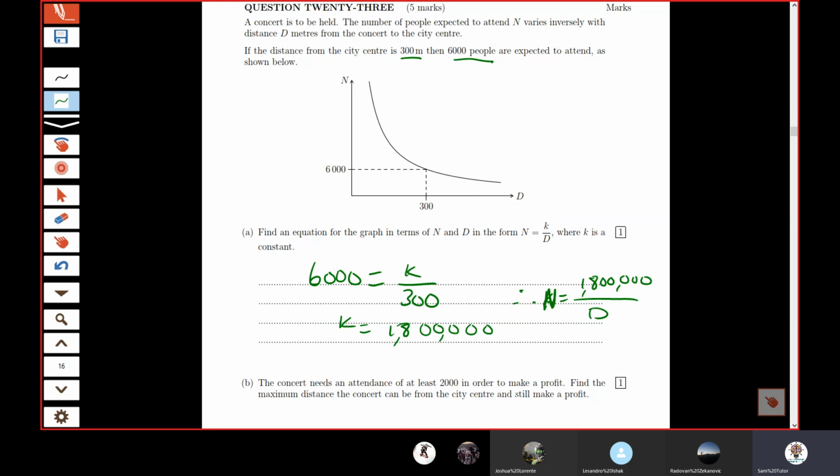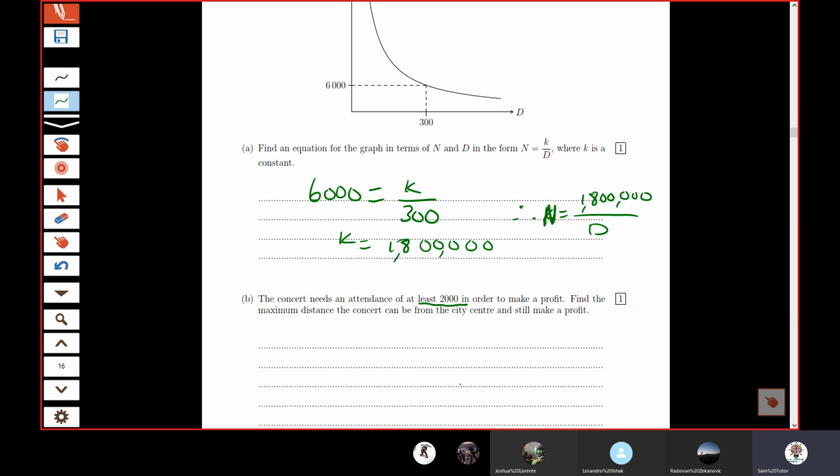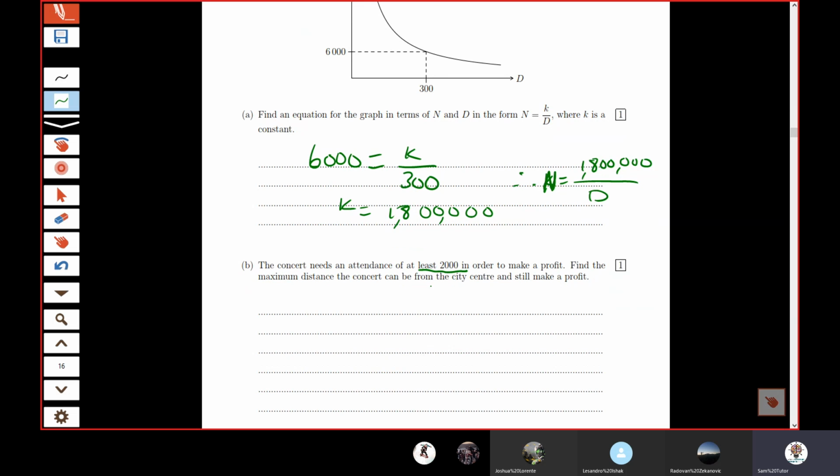The concert needs an attendance of at least 2,000 in order to make a profit. Find the maximum distance the concert can be from the city centre and still make a profit. I thought you could do B. All you're going to do is sub in at least 2,000.